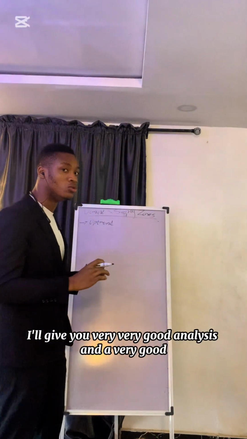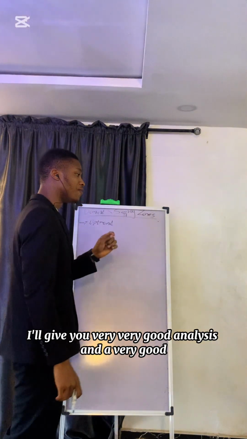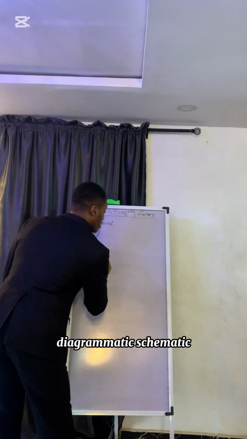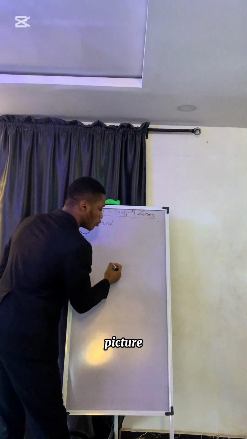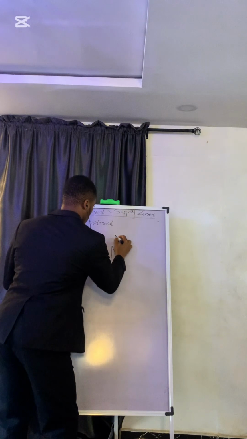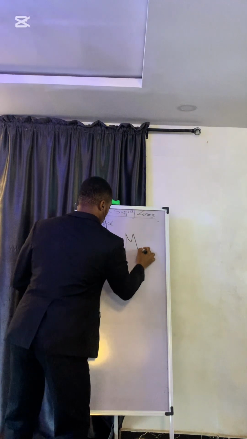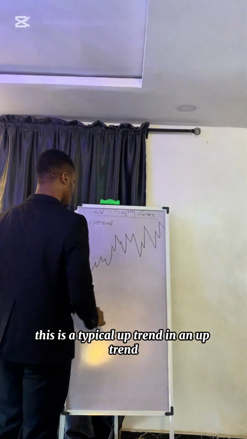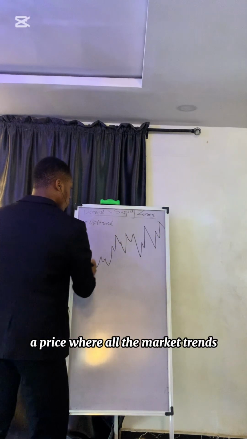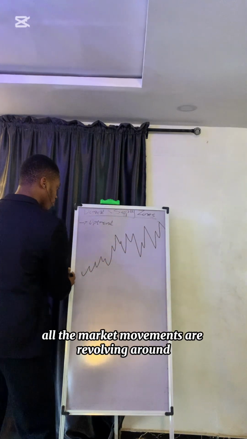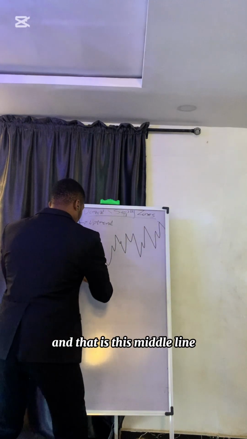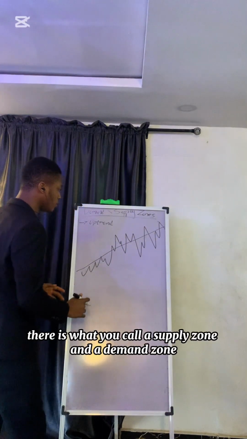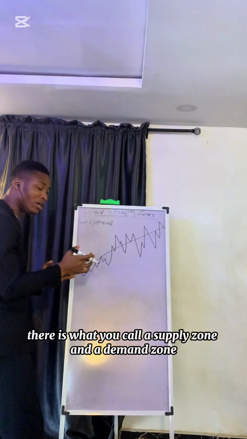I'll give a very good analysis and a very good diagrammatic schematic. This is a typical uptrend. In an uptrend, there's a control price, the price where all the market movements are revolving around, and that is this middle line. Now, there is what they call a supply zone and a demand zone.